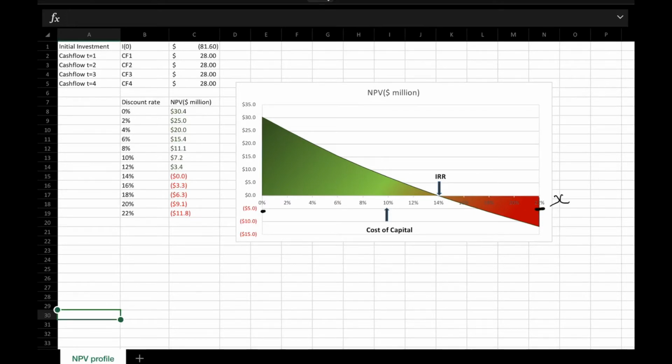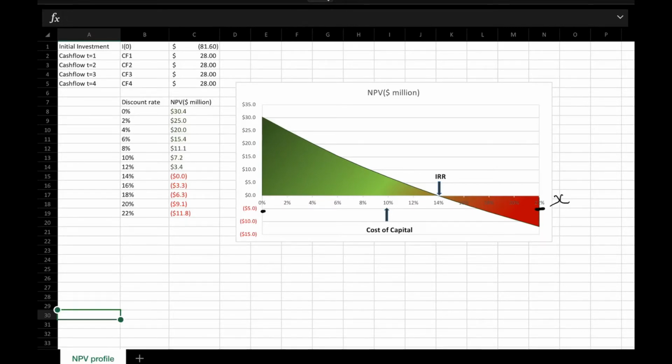Okay, so the NPV profile is going to determine the NPV for each of these interest rates. Okay, so the next question is why we should create an NPV profile.